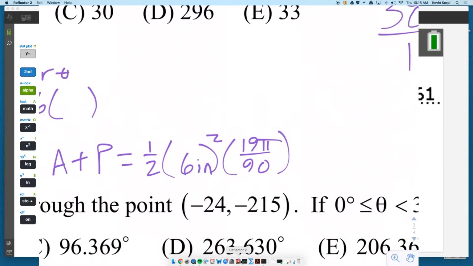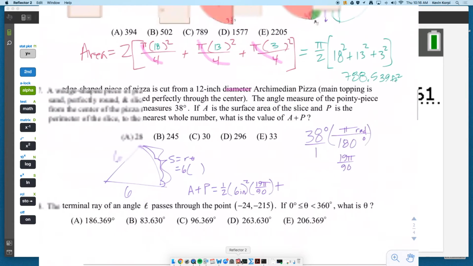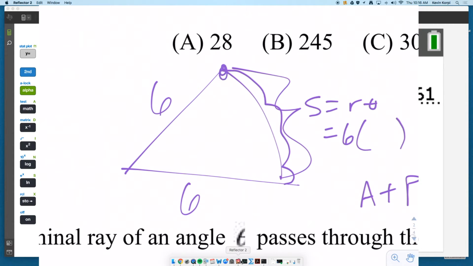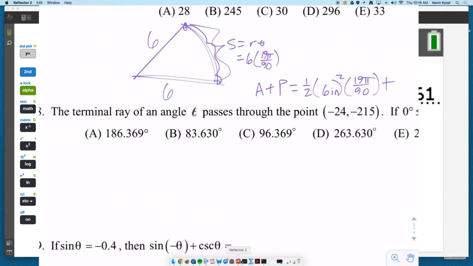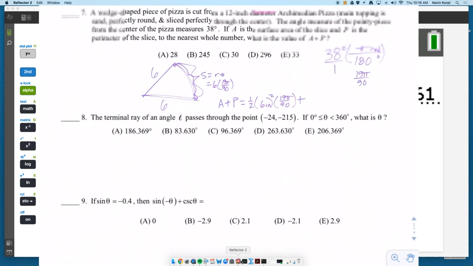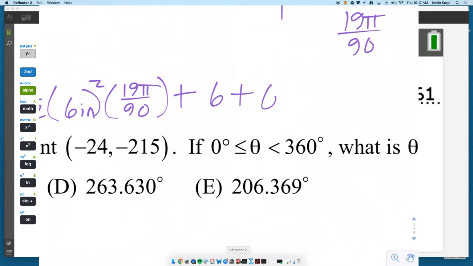Anytime you use length or distances, you have to use radians. Plus the perimeter. Now the perimeter, remember, you have to walk around the slice. So it's 6 plus 6 plus the arc length, which is 6 times the radian angle, 19 pi 90ths. So some people miss that. It's 6 plus 6 plus 6 times 19 pi 90ths.